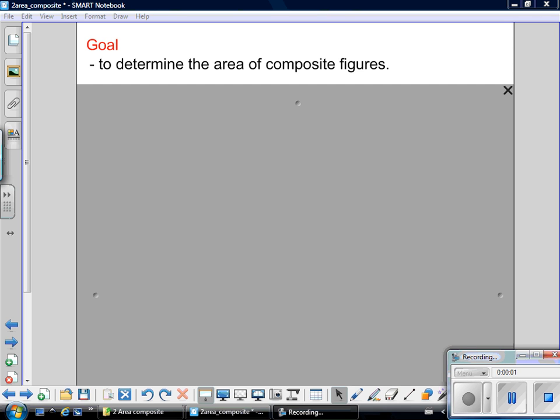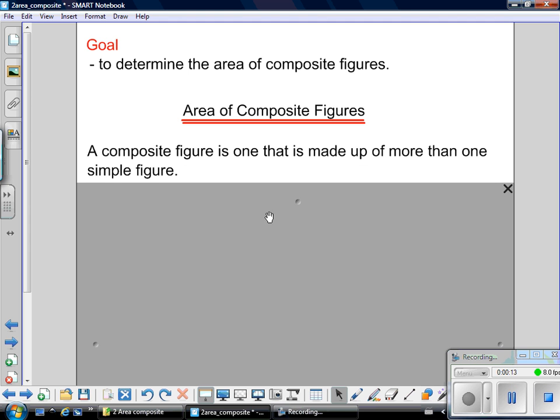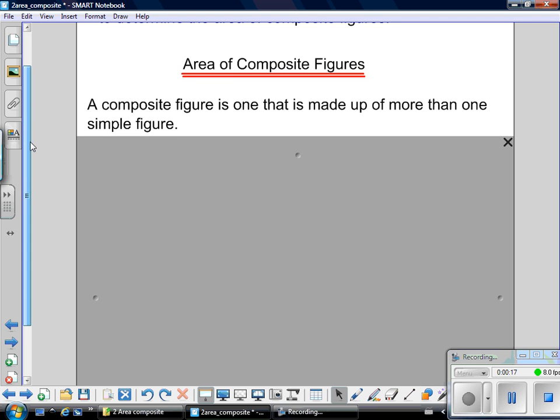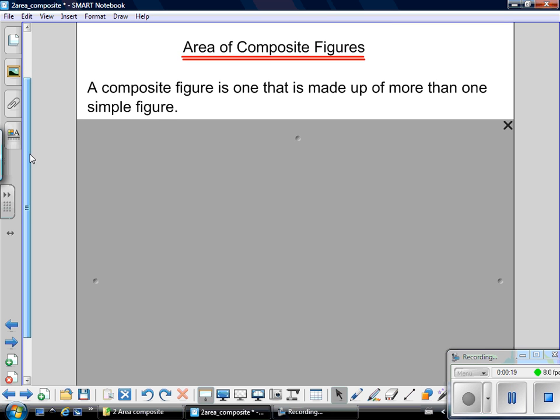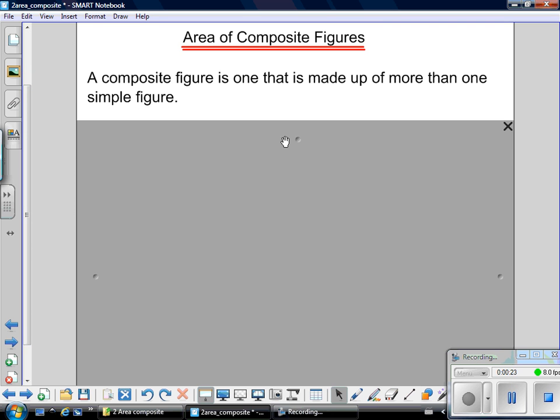Right, so this is the first lesson in this unit, something that is kind of new. You would have done a little bit of this in grade 9. So our goal today is to determine the area of composite figures. Now, when we're talking about a composite figure, we know that it is a two-dimensional figure that is made up of more than one simple figure. And so we've already reviewed the simple figures, so now it's just putting them together.